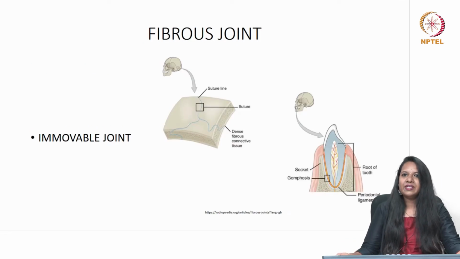The first one being the fibrous joint. It is an immovable joint. So the two skeletal parts are joined by dense fibrous collagen tissue. For example, the suture line in between the skull bones, and the tooth, which is anchored by the periodontal ligament in the alveolar bone.